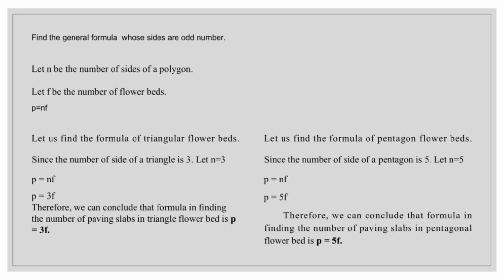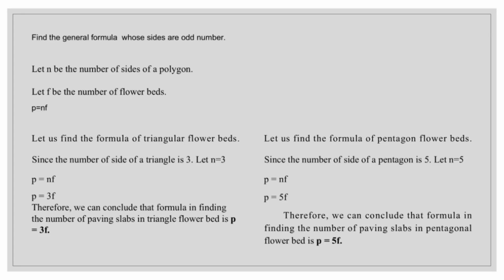And now let us find the general formula whose sides are odd number. Let n be the number of sides of a polygon. Let f be the number of flower beds. So our general formula for the polygons whose sides are odd number is p is equal to nf. So ngayon, i-check natin gamit ang our general formula kung yung mga nakuha nating formula dun sa mga polygons is tama.